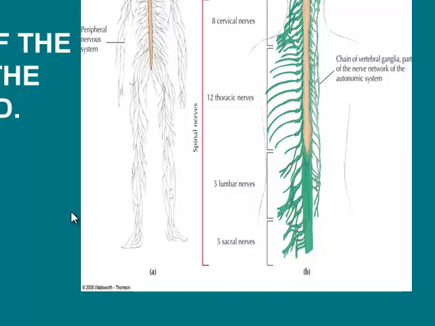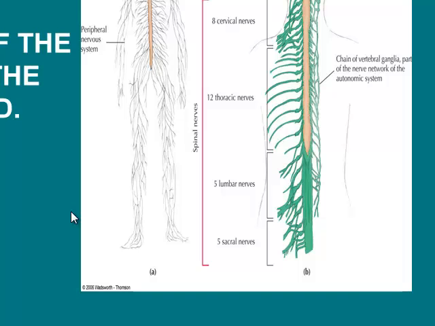Now, if you were taking anatomy and physiology, right, A and P people, you would have to memorize the 8 cervical nerves, the 5 lumbar nerves, on and on and on, right? In this class, we're not doing that. All right? We're just saying, hey, the central nervous system consists of the brain and the spinal cord.